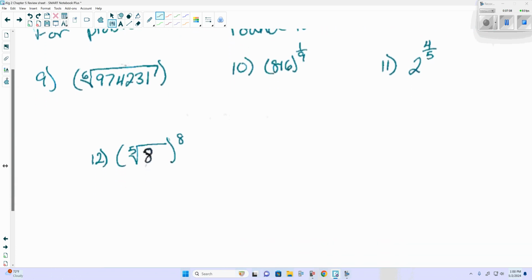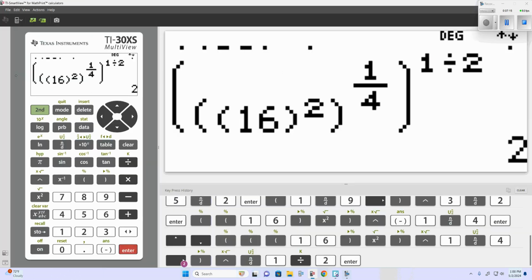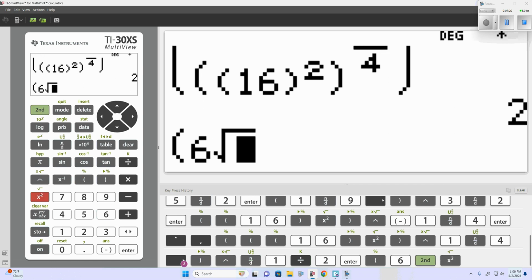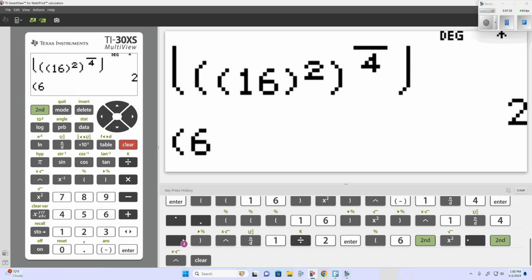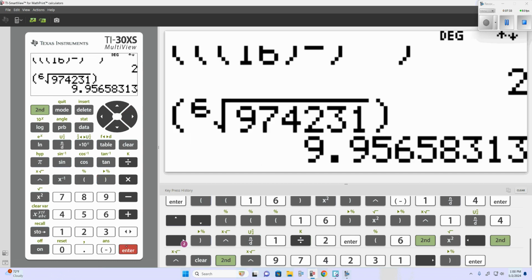Questions on 9 through 12? Yeah, we can type these in exactly as we see them. So we say parentheses, 6, second, nth root, x root, 9, 7, 4, 2, 3, 1. So 9.95658, and 9. I would just use the yellow one.